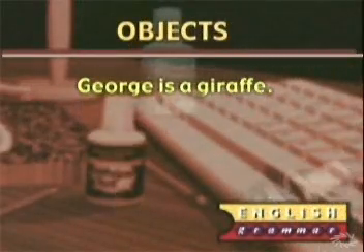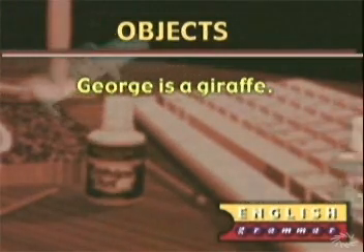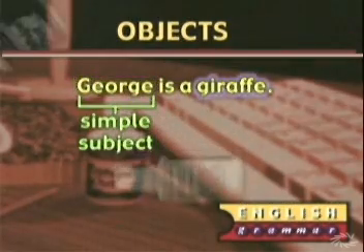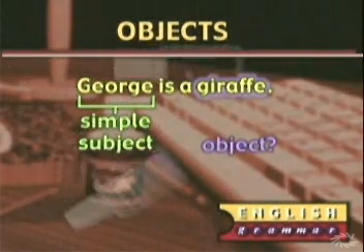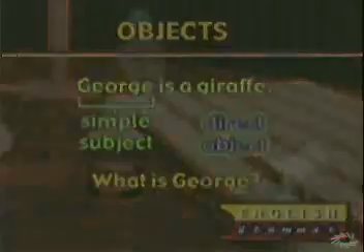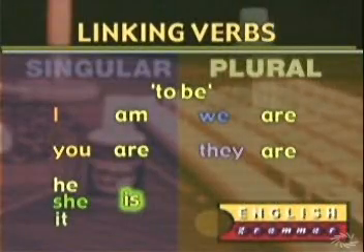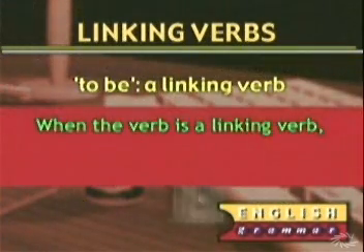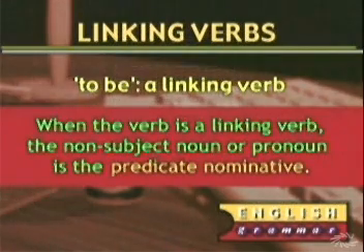Check out this sentence. George is a giraffe. Let's identify the simple subject first. That's fairly easy. George. Now it seems like giraffe might be an object. In fact, we may be inclined to call it the direct object because it answers the question, what is George? Well, not so fast. We need to look at our verb. George is a giraffe is our sentence, so the verb is. As we remember, is a form of the verb to be. Now, here's the important part. When the verb is what we call a linking verb, we call non-subject nouns or pronouns the predicate nominative.